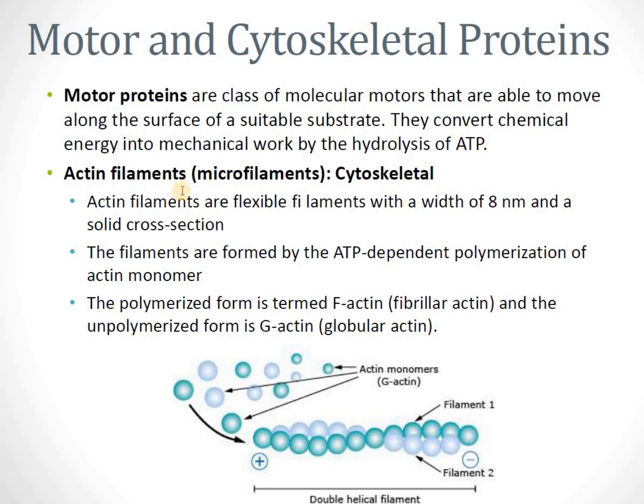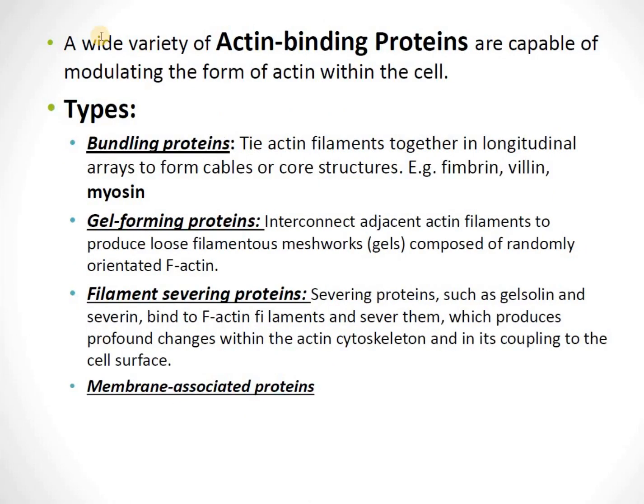So this is the G-actin, the globular actin that is free, and all together it forms a polymerized helical structure. This is called the F-actin. There are a wide variety of actin binding proteins that are capable of modulating the form of actin within the cell. The types of proteins are bundling proteins, gel forming proteins, filament severing proteins and membrane associated proteins.